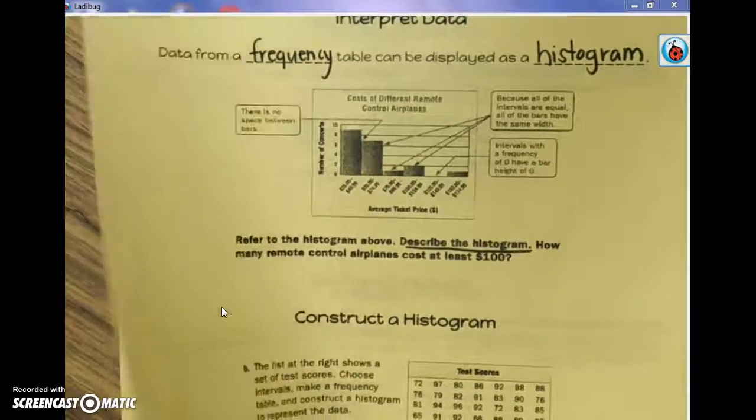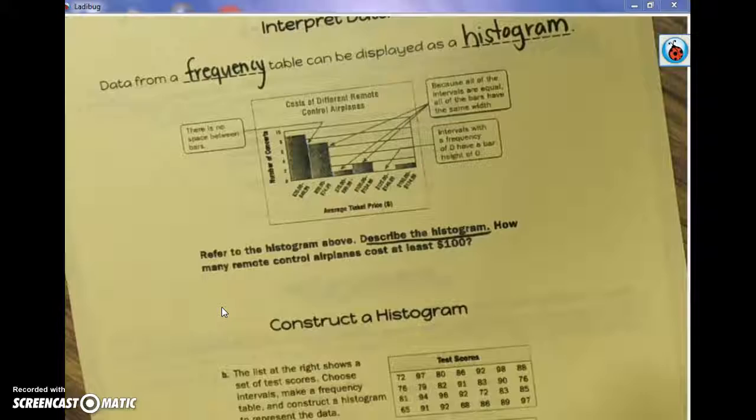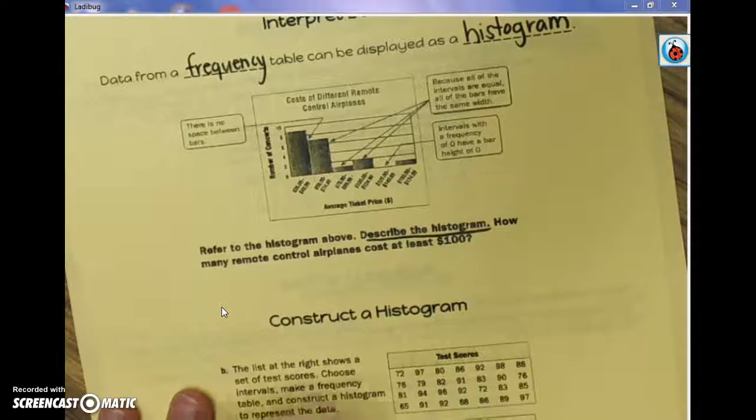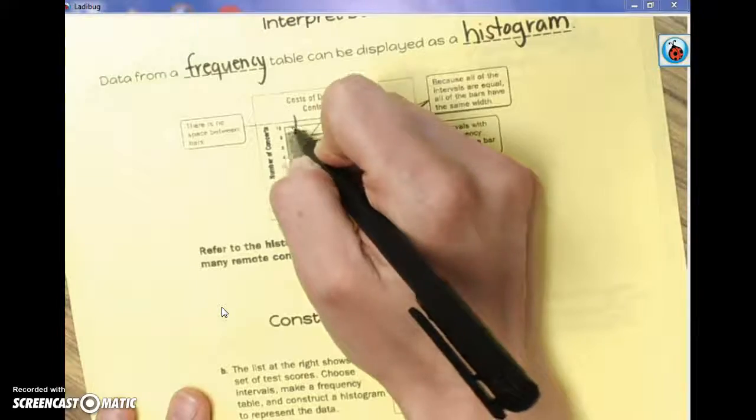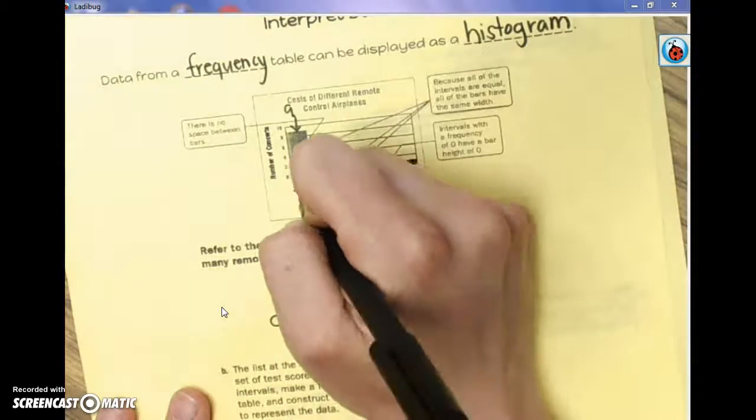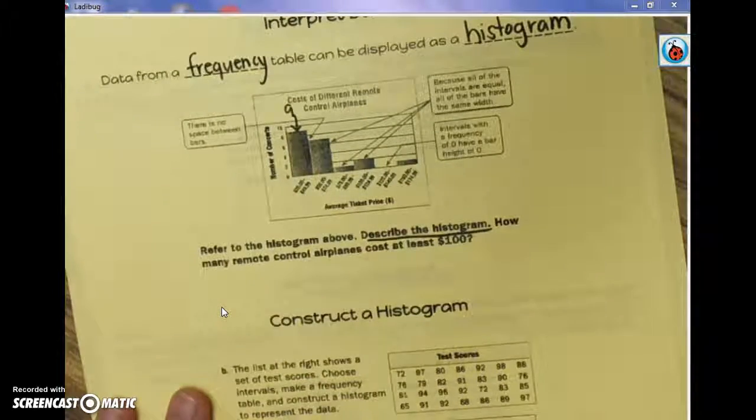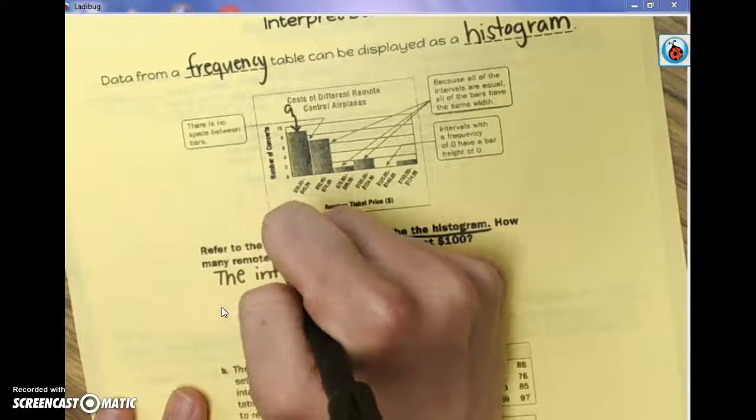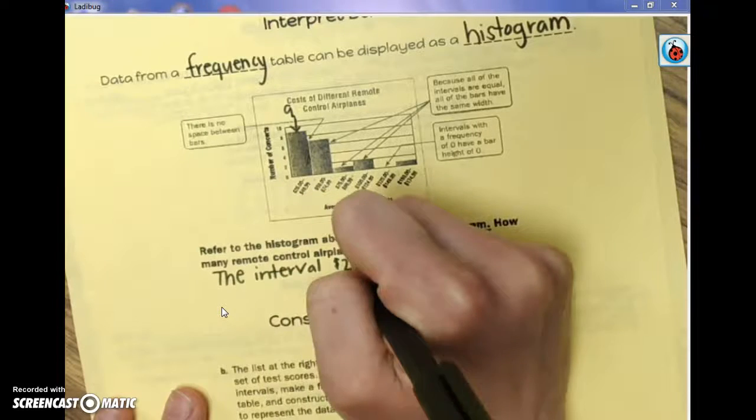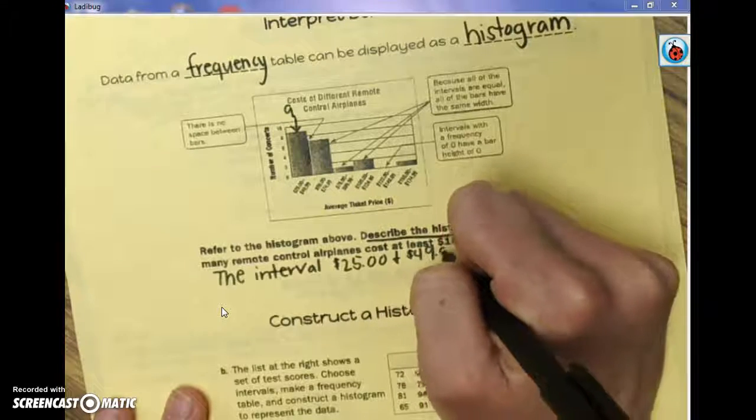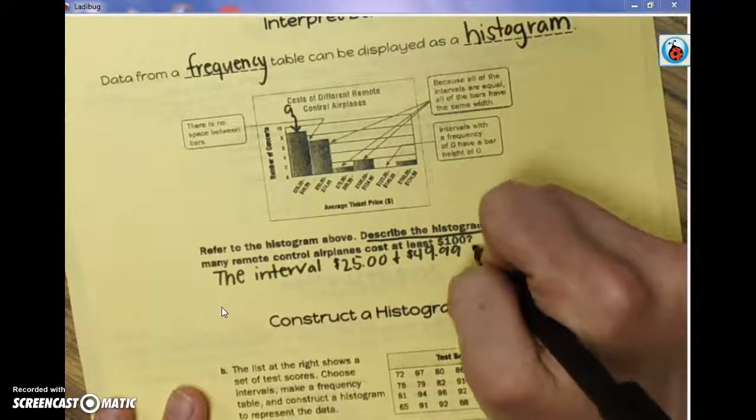So when we're referring to this one, which interval has the most? The first one, second one, third, fourth, fifth, or sixth? The first. Because it has 9, doesn't it? Yes. So this is the most. So the interval and 49.99 has the most, right?